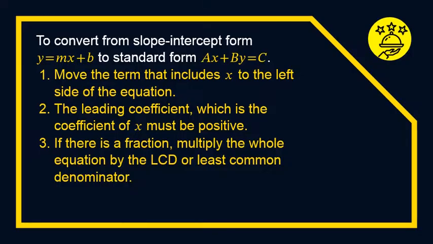To convert from slope-intercept form, y is equal to mx plus b, to standard form, ax plus by is equal to c, first, move the term that includes x to the left side of the equation. Second, the leading coefficient, which is the coefficient of x, must be positive. Third, if there is a fraction, multiply the whole equation by the LCD or the least common denominator. Example, rewrite y is equal to 4 over 5 x minus 5 into standard form.